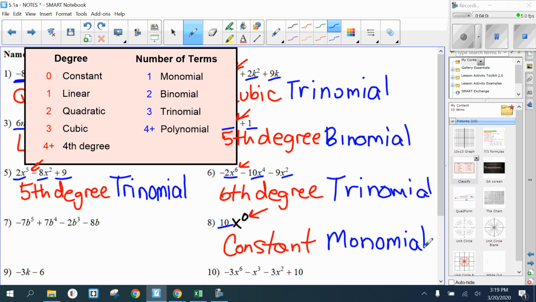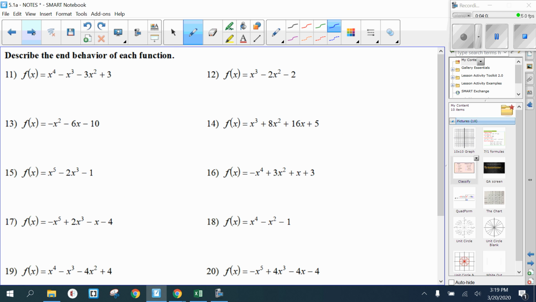All right, I think you get the idea. Let's move on. Describe the end behavior of each function. When we look at these, we can graph them, we can do all sorts of things to them, but you should be able to just look at it and tell kind of what the graph looks like. So end behavior is what it looks like on the 2 ends. So here's what you're going to look for. It's kind of the same thing, but not quite the same thing as what we just did.